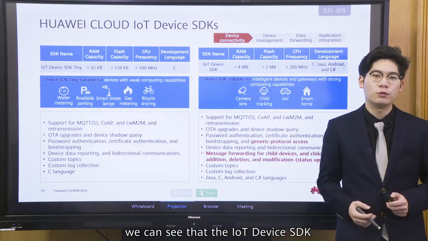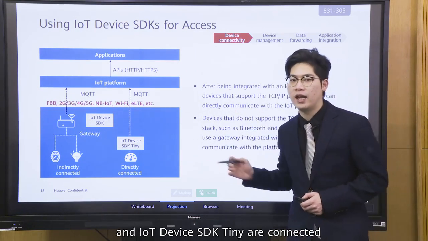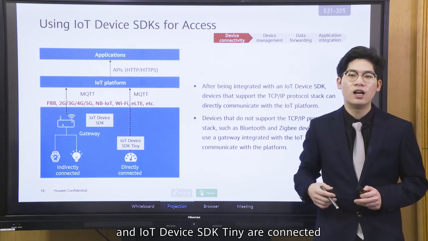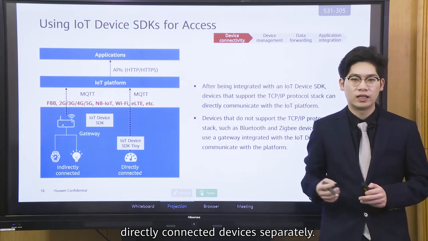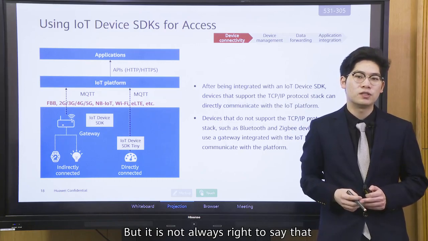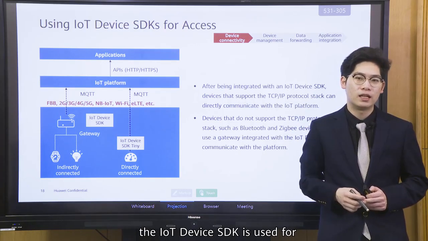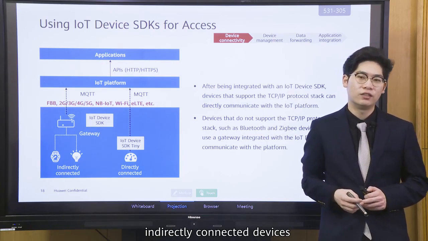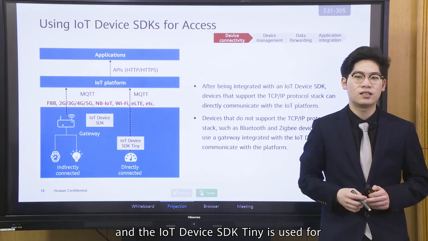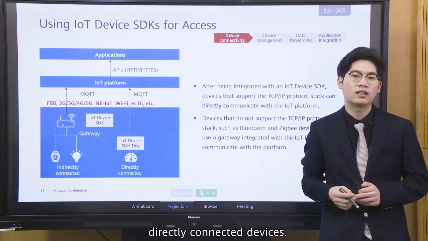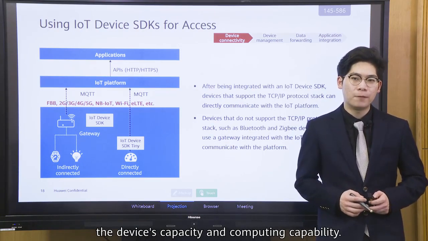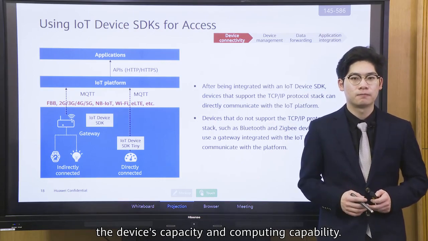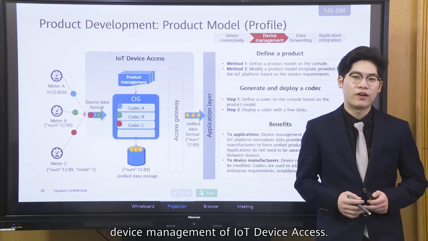In the previous slide, we can see that the IoT Device SDK and IoT Device SDK Tiny are connected with the gateways and directly connected devices separately, but it is not always right to say that the IoT Device SDK is used for indirectly connected devices, and the IoT Device SDK Tiny is used for directly connected devices. The applicability mainly depends on the device's capacity and the computing capability. Next, let's have a look at device management of IoT device access.